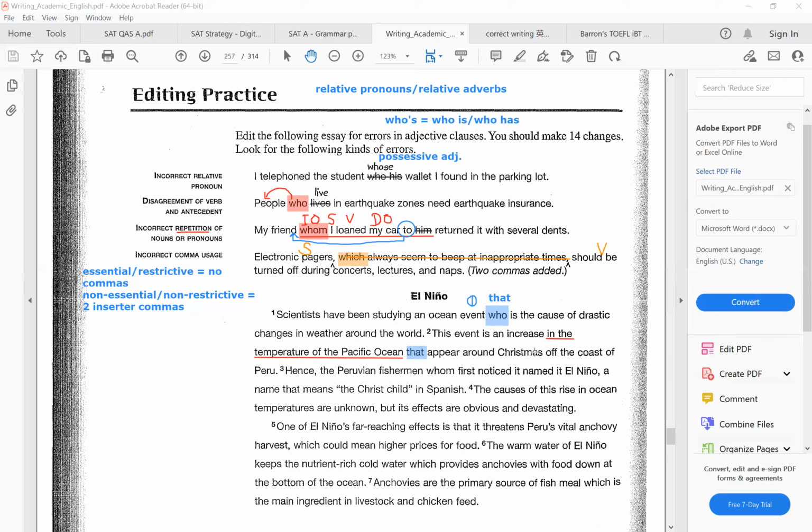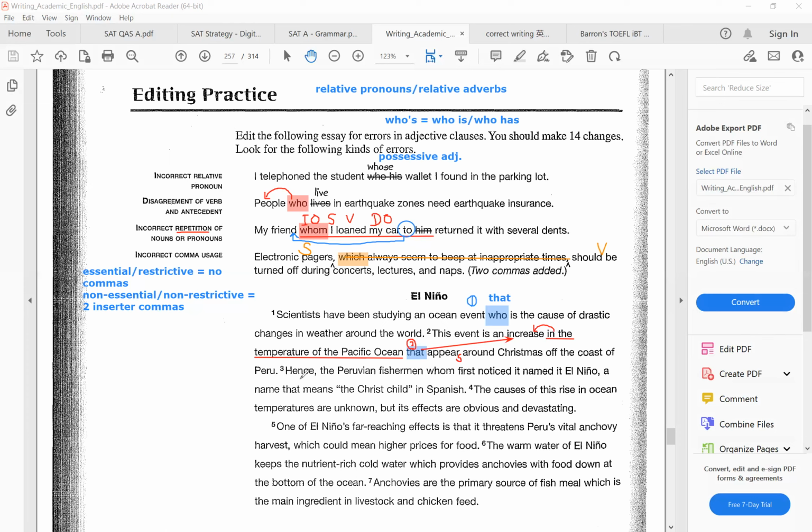We can see that in the temperature of the Pacific Ocean, that is modifying increase, right? So our that actually refers to the increase in temperature. And increase is singular, so that means our that relative pronoun is singular as well, which is why I need to add an S that appears. All right, and that is our mistake number 2.